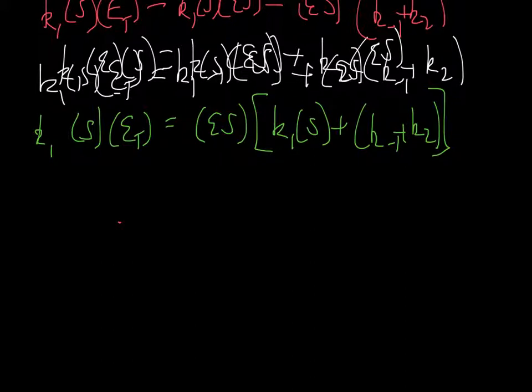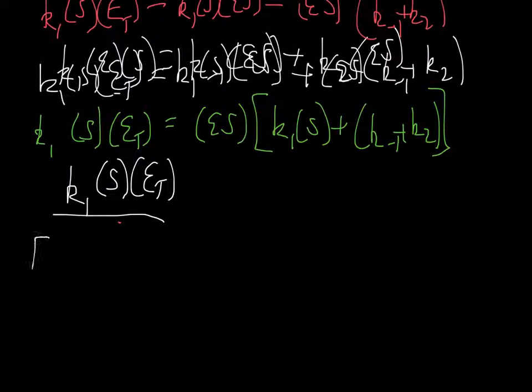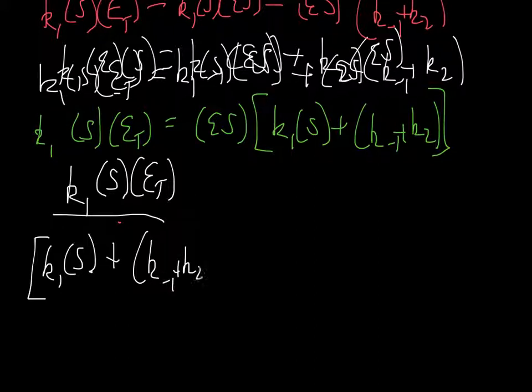But yeah, I'm just going to divide everything by this big term. Okay, so we're going to have K1 times S times ET divided by K1 times S plus this entity of K minus 1 plus K2. And all that's equal to the concentration of ES.